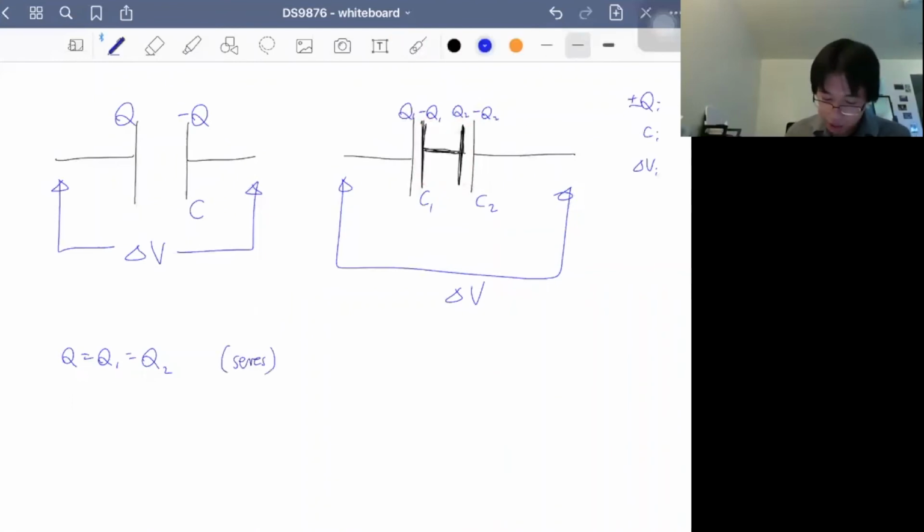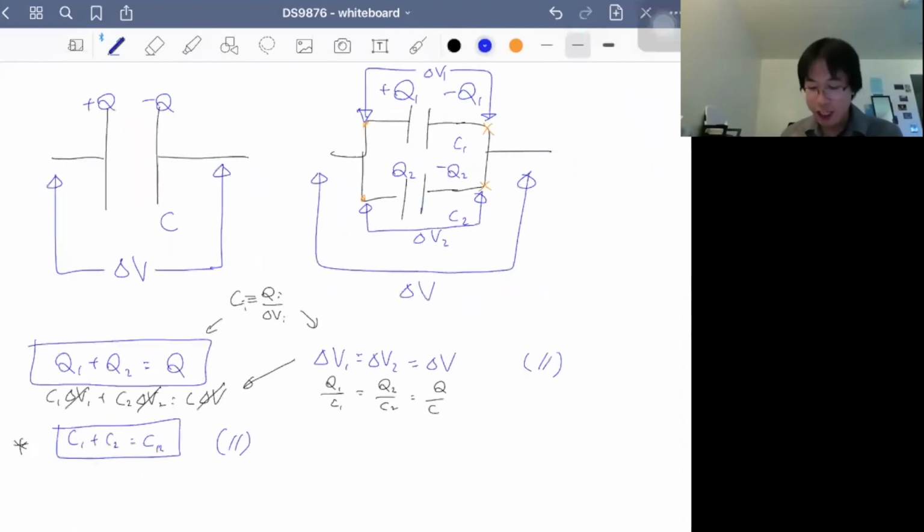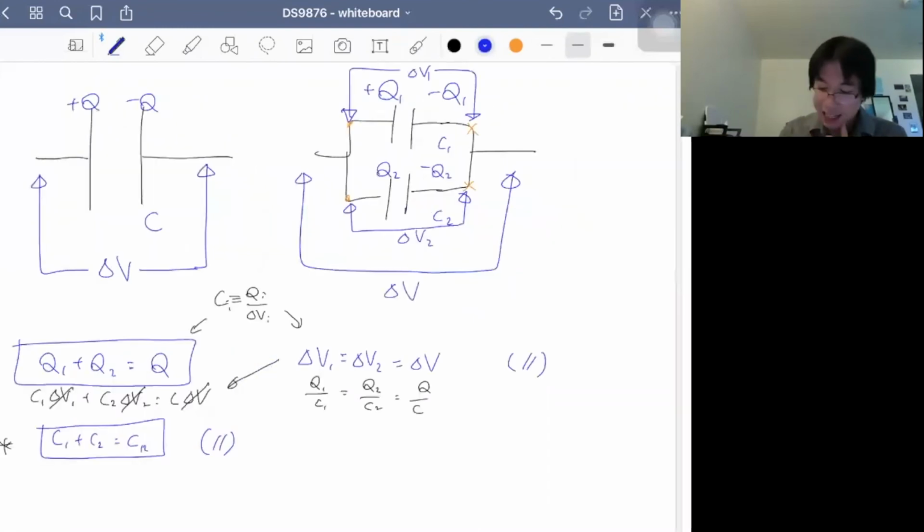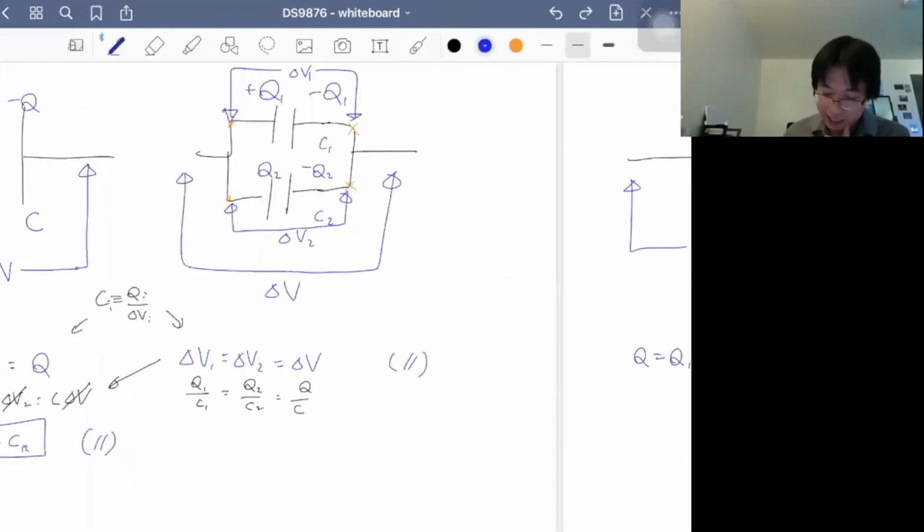Contrast that with parallel, right? So you see, for each case, I can come up with 3 equations. I can relate all the Q's and all the V's and all the C's. But I don't memorize these 2. I'll memorize the C. So I won't memorize this one.